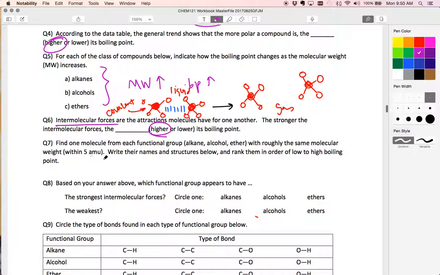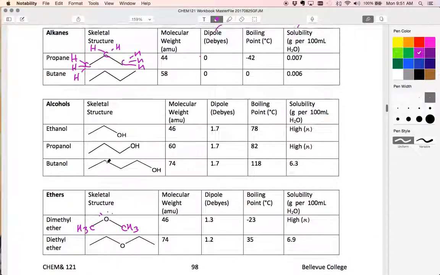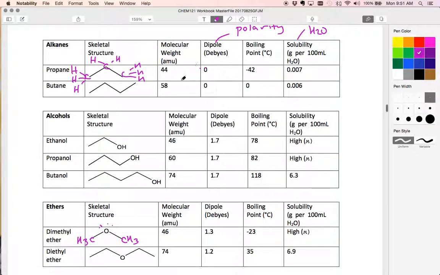They want us to do a control. So we're going to find 2 molecules from each functional group with roughly the same weight and rank them in order from high to low boiling point. What they mean to do here is find molecules with similar molecular weight, but from each category. So I see 46, 40, 44, 46, and 46. So we can take that, for example.